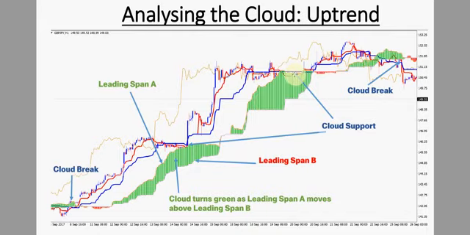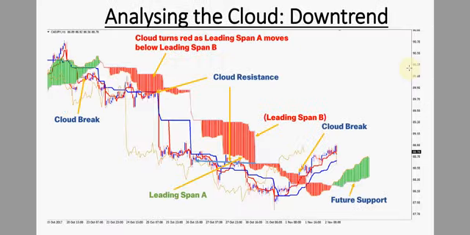The cloud is supporting this movement, right? And finally, the cloud is broken downwards, and then we change direction to bearish. You see it is now red here. So when we are in an uptrend, we are looking for buys, bullish signals. When we are in a downtrend, we are looking for sell signals.